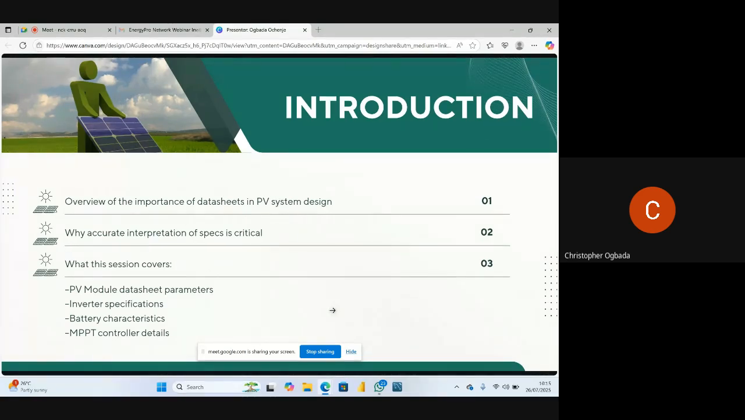At the end of this presentation, we'll be able to understand how to decode our PV module data sheet parameters, the inverter specifications, the battery characteristics, and the MPPT controllers, and how they are important to making a perfect solar system sizing.